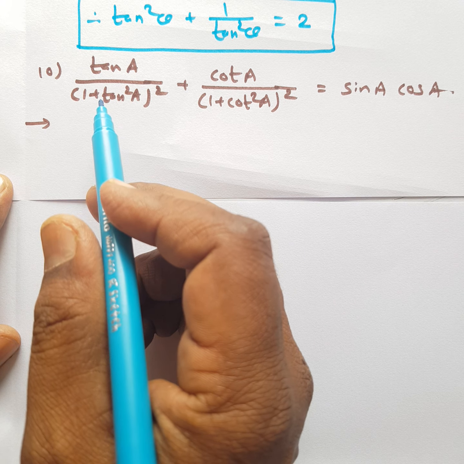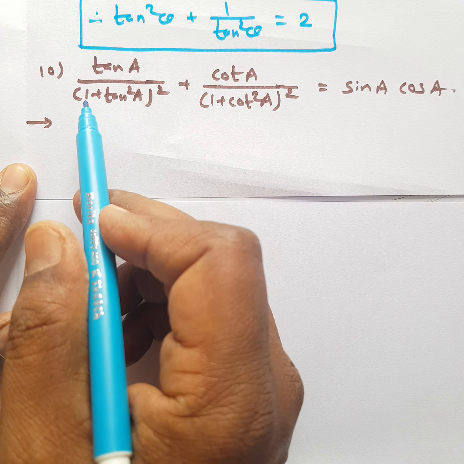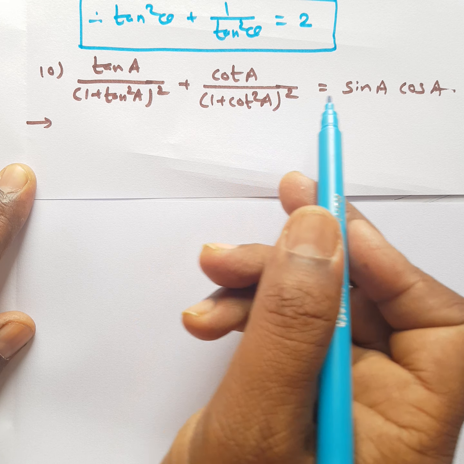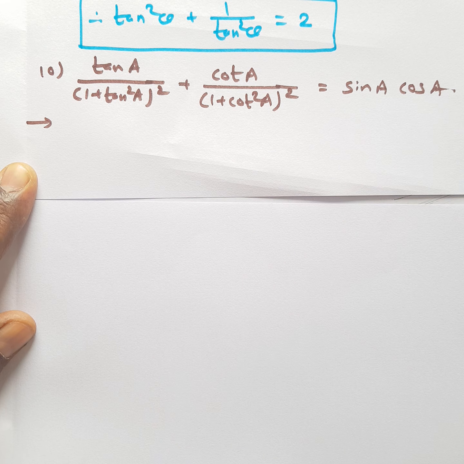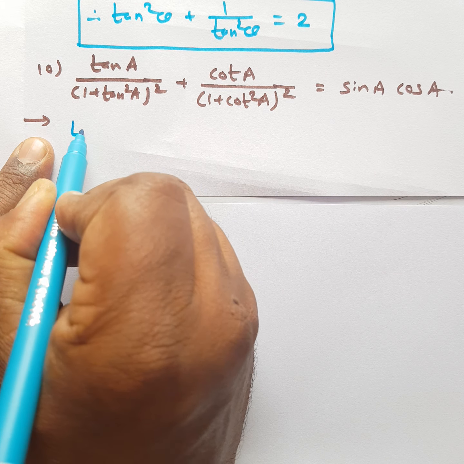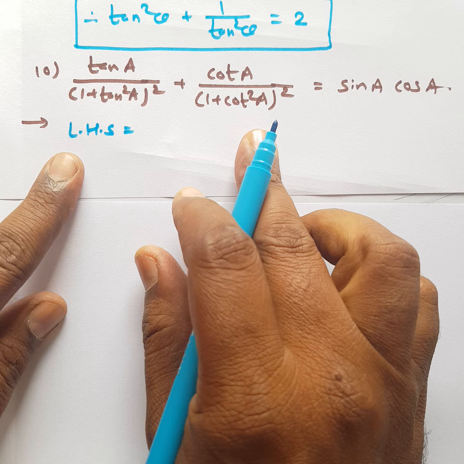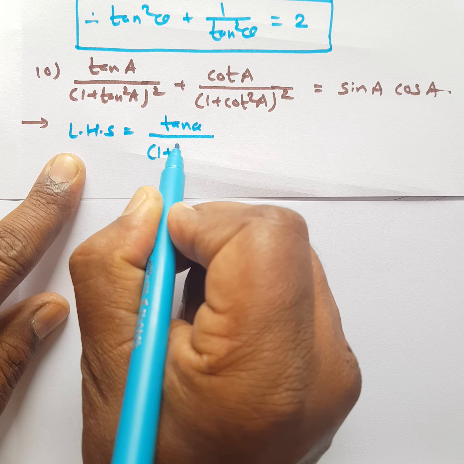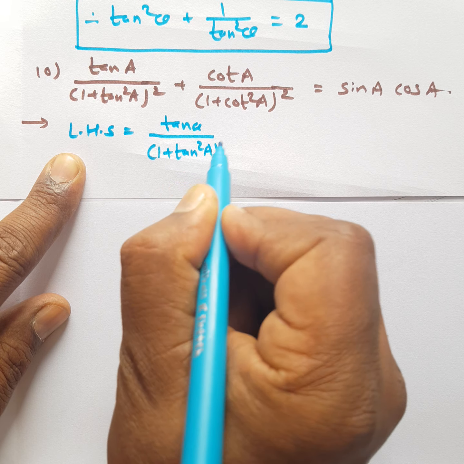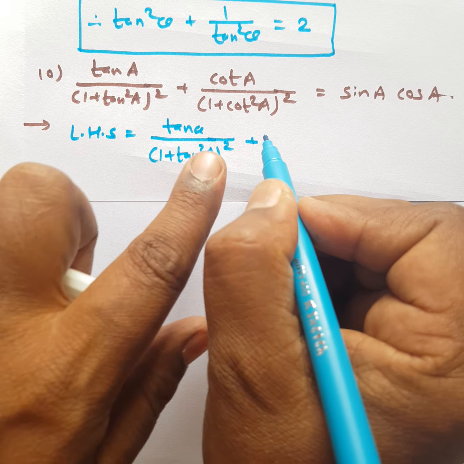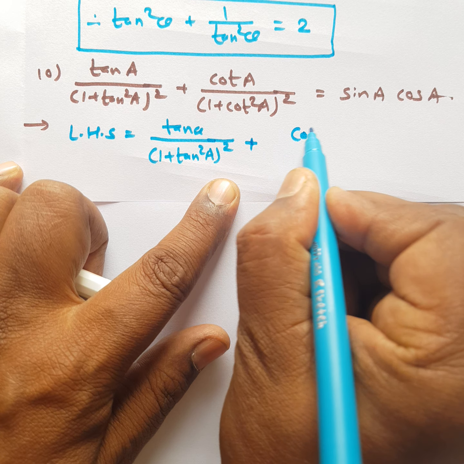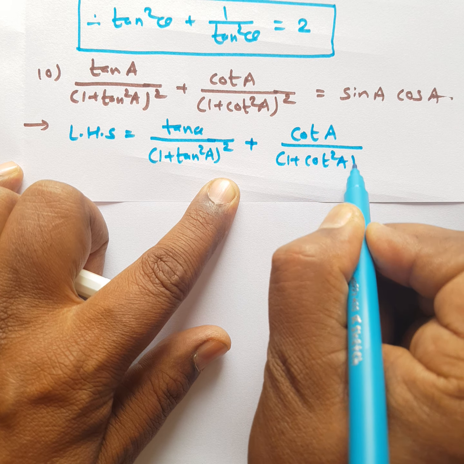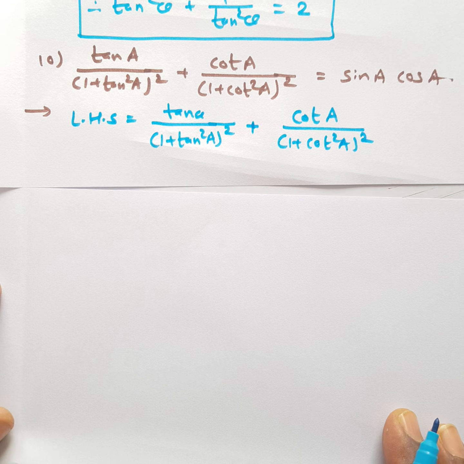Now the 10th example, we have to prove (tan a upon 1 plus tan square a) bracket square plus (cot a upon 1 plus cot square a) bracket square is equal to sin a into cos a. First we will consider the left hand side. It is (tan a upon 1 plus tan square a) bracket square plus (cot a upon 1 plus cot square a) bracket square.